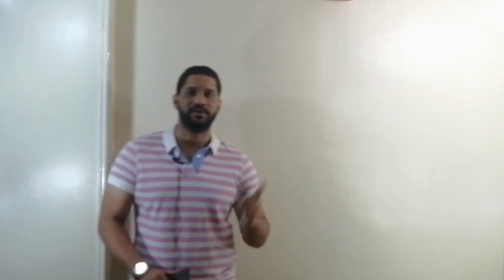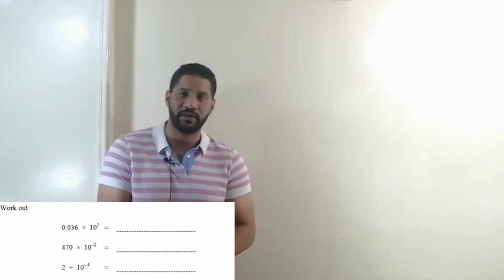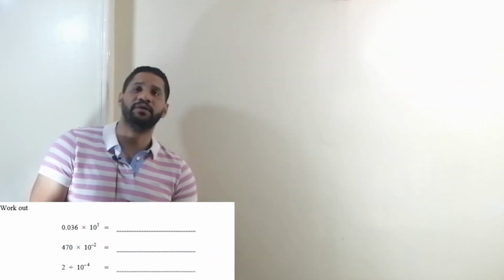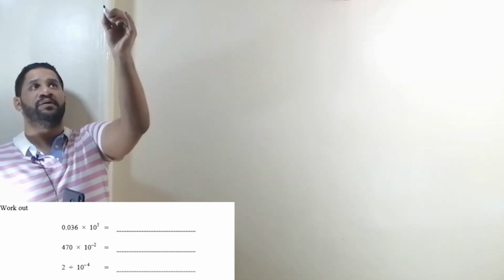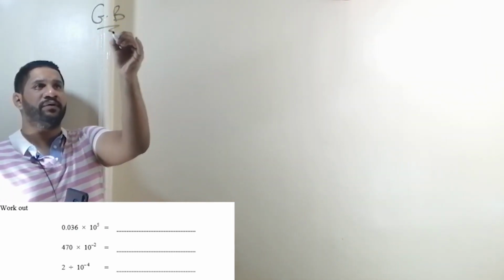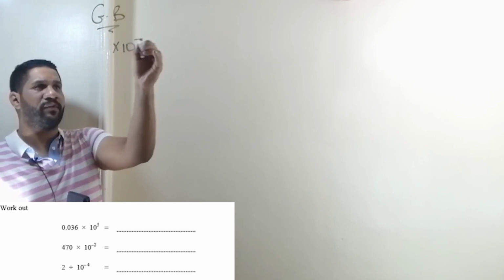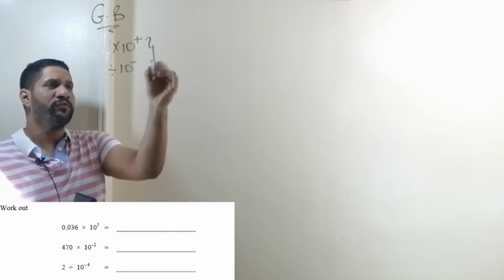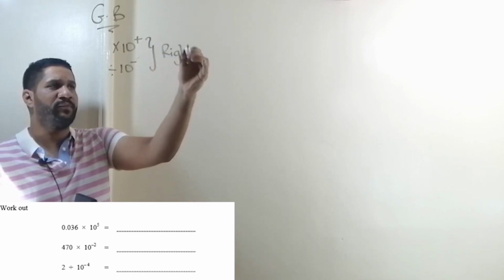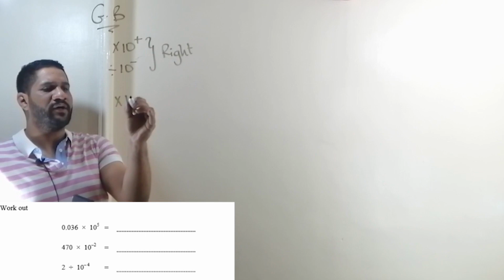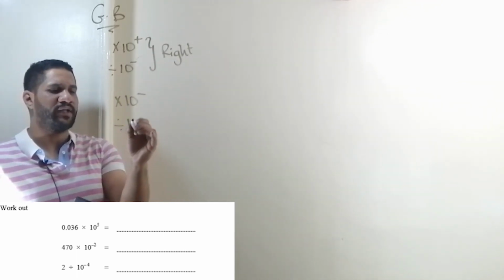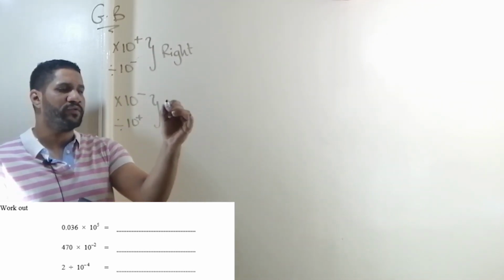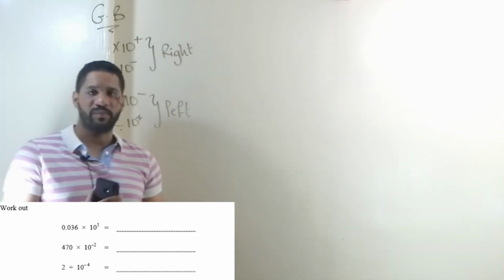Let's discuss question 3, which is dealing with the power of 10. This is one of the main questions, and most of you get it wrong. But before doing anything, let's see what the rule tells you. If you multiply by 10 with a positive power or divide by 10 with a negative power, you move the decimal point right. When you multiply by 10 with a negative power or divide by 10 with a positive power, you move the decimal point left.